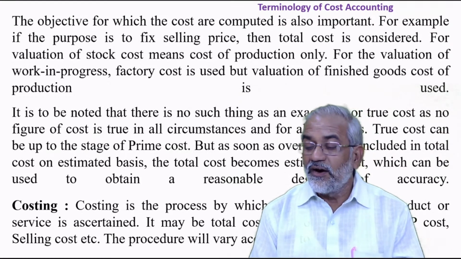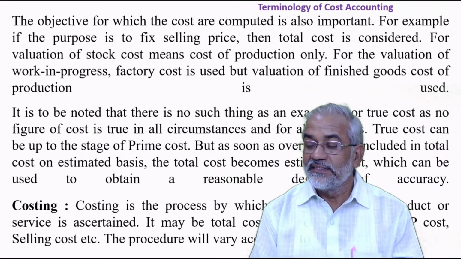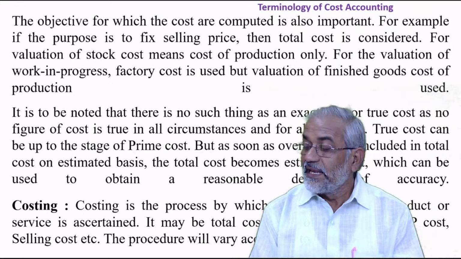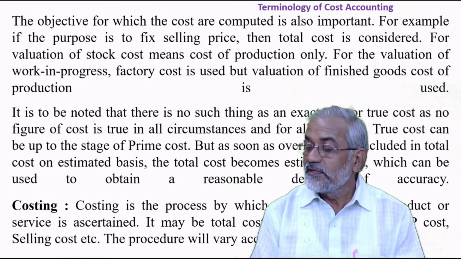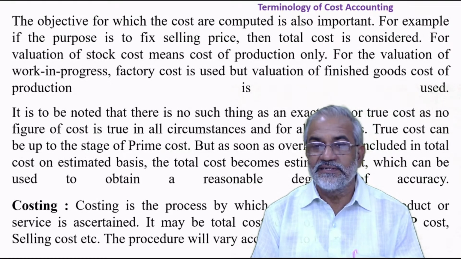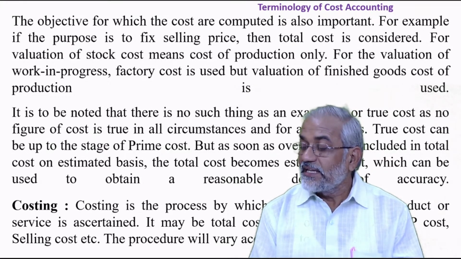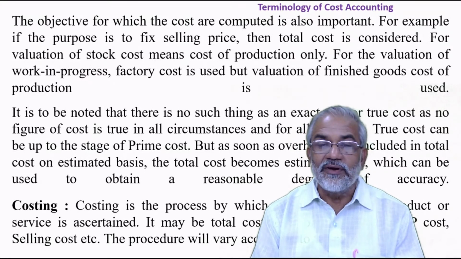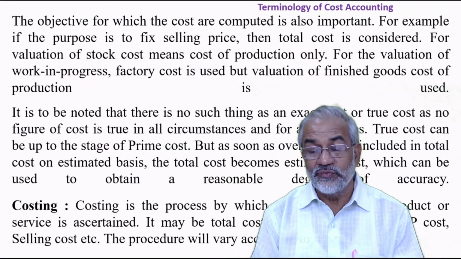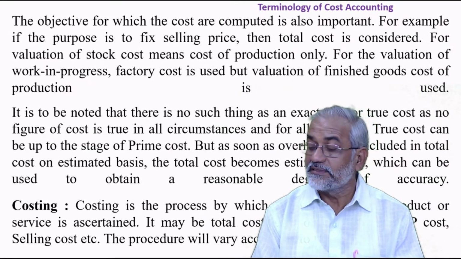The second component of cost, so far as the classification by nature is concerned, is labor. Labor means that for conversion of raw materials into finished goods, human effort is needed. That is obvious. Without human effort, it's not possible to produce anything. So that human effort, when it is expressed in monetary terms, is called the labor cost.